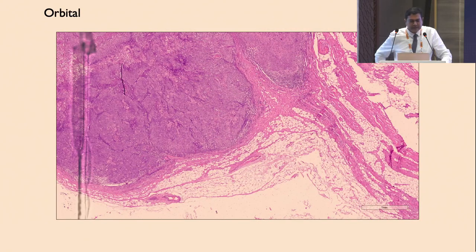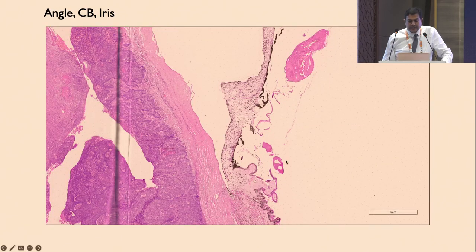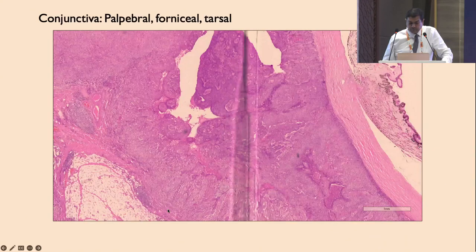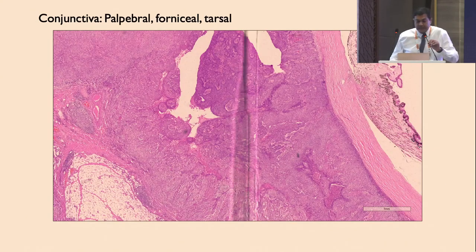This section was from the orbital soft tissues, and it shows that most of the orbital soft tissue, constituting the skeletal muscles and the fatty tissue, was infiltrated by the tumor. But the surgical margins were free. This section showed the angle and the iris uninvolved by tumor cells. But in some sections of the eyelid and the cornea, there was a lot of infiltration. The palpebral conjunctiva, the tarsal conjunctiva, and the fornix conjunctiva were all involved, and that would be expected from what we saw in the clinical picture.